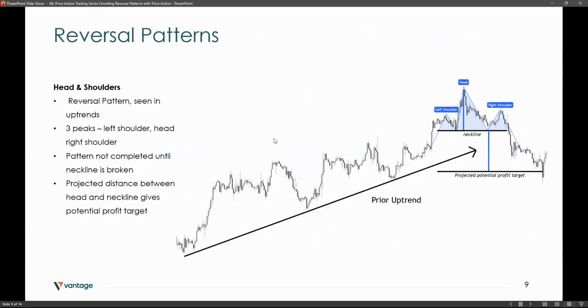So in this example, we covered reversal patterns. The two main ones I want to cover are head and shoulders, and the other, double top. So for head and shoulders to be present, you can see in this example that we need two things.